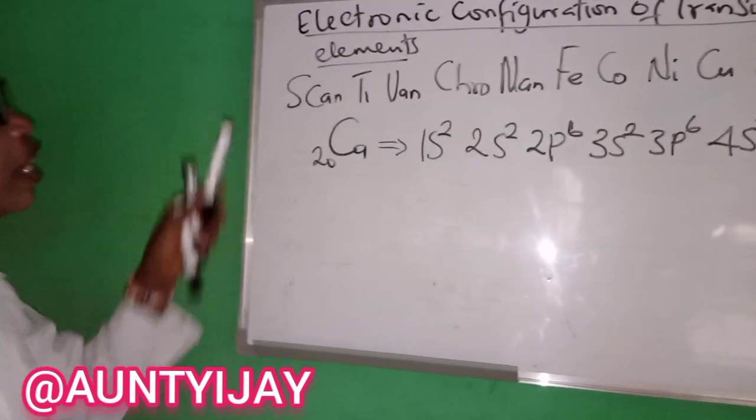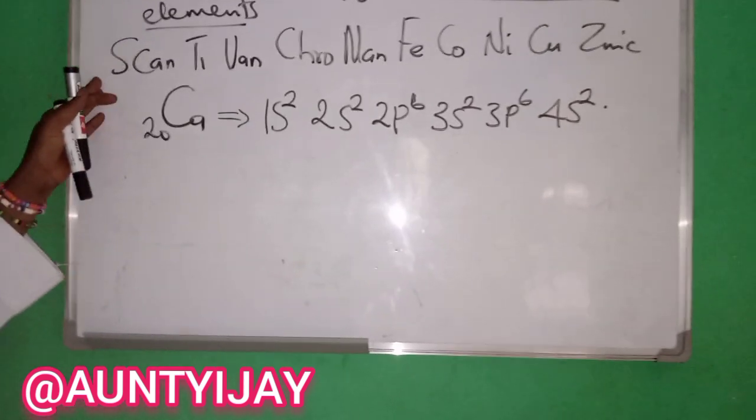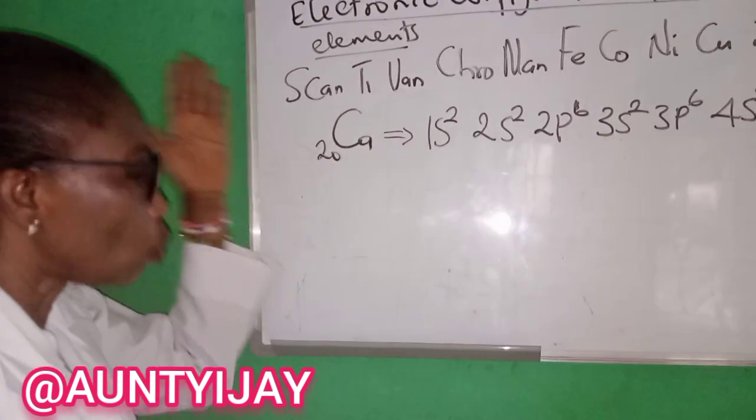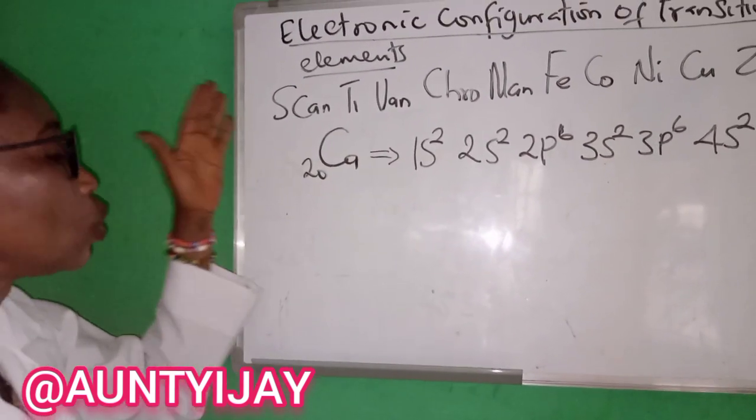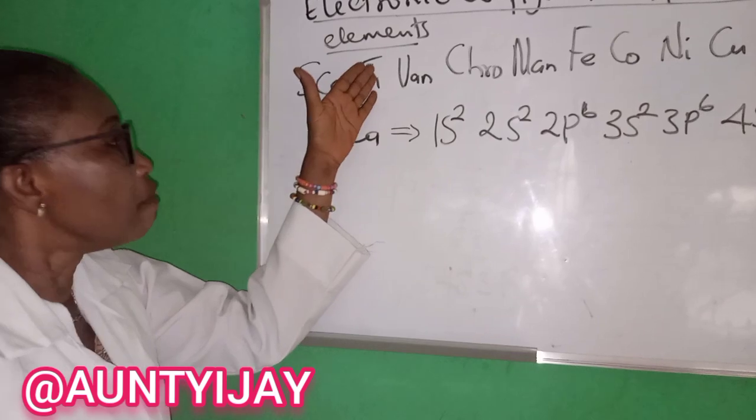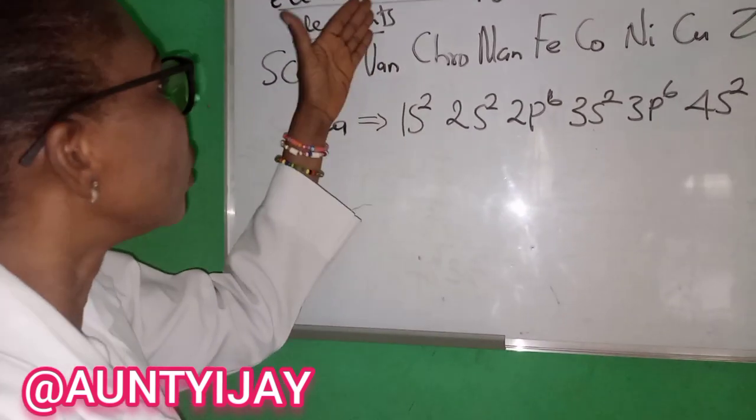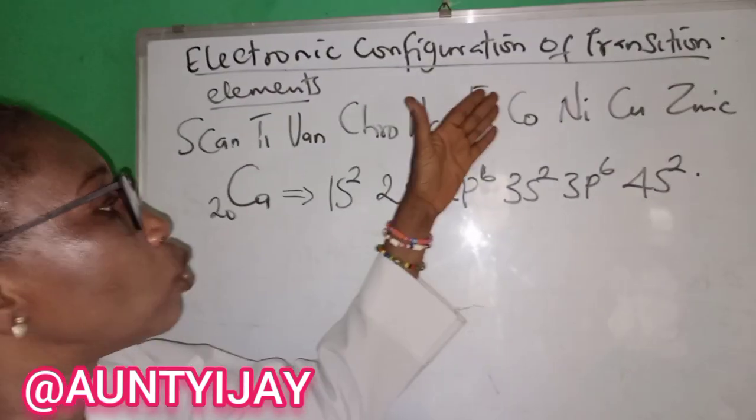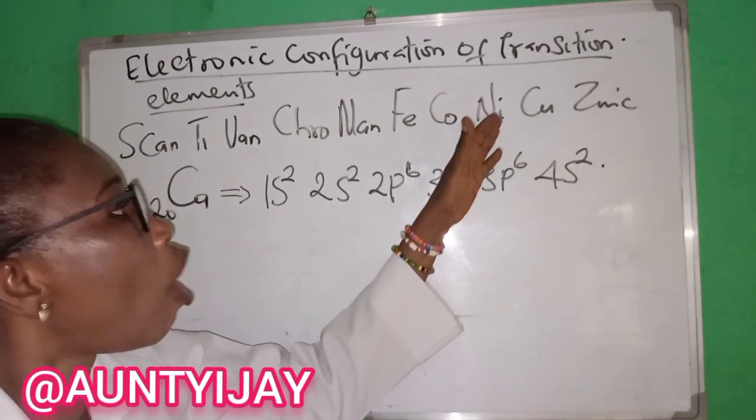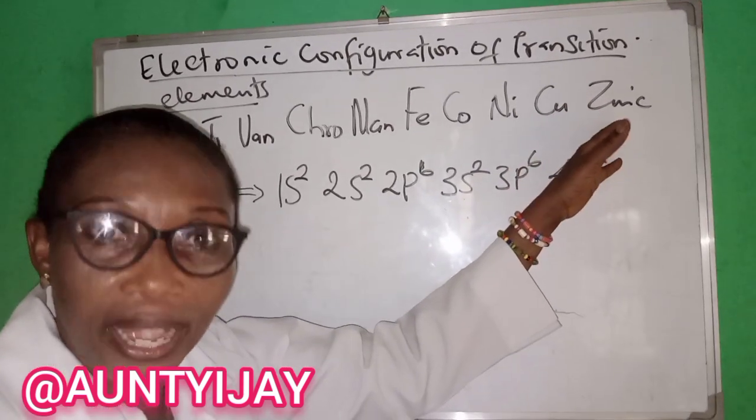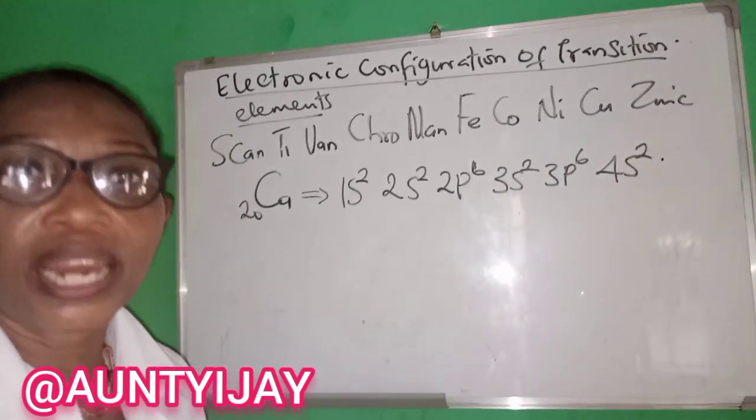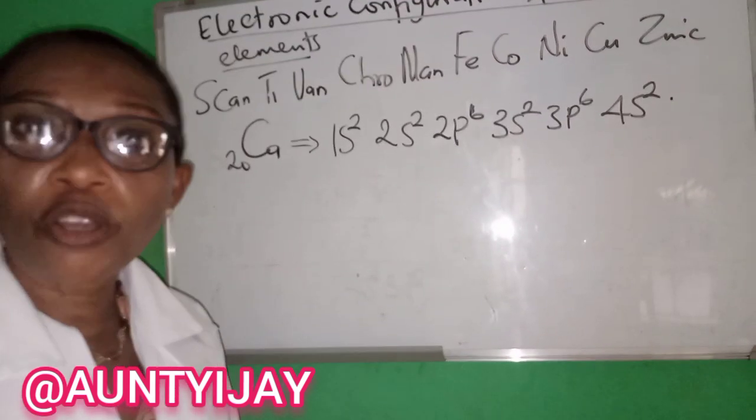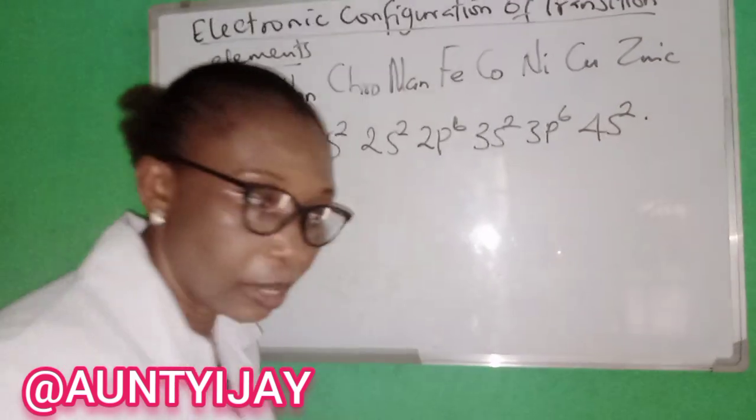The atomic numbers of these transition elements start from 21. Scandium has atomic number 21, titanium 22, vanadium 23, chromium 24, manganese 25, iron 26, cobalt 27, nickel 28, copper 29, and zinc 30. Now let's write the electronic configuration of the first 10 transition elements.